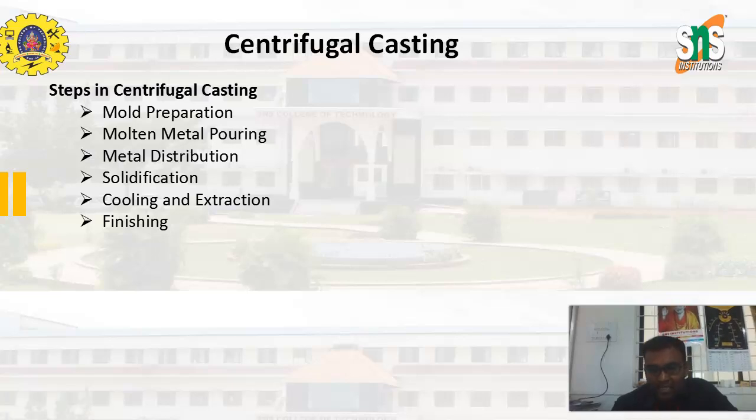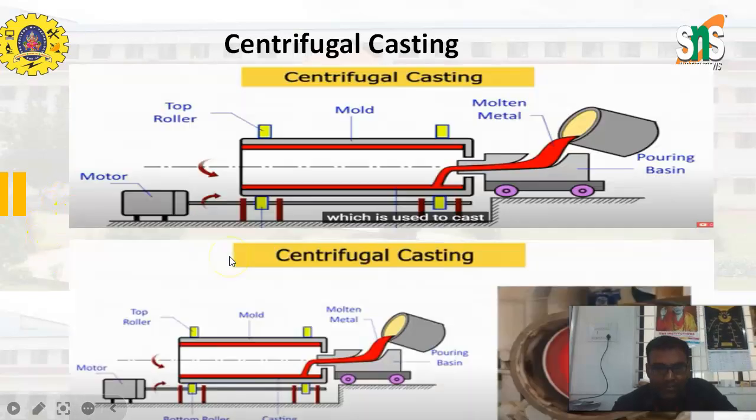Steps in centrifugal casting are mold creation, then molten metal pouring, metal distribution around the mold, and then solidification, cooling and extraction, and the final process is the finishing.